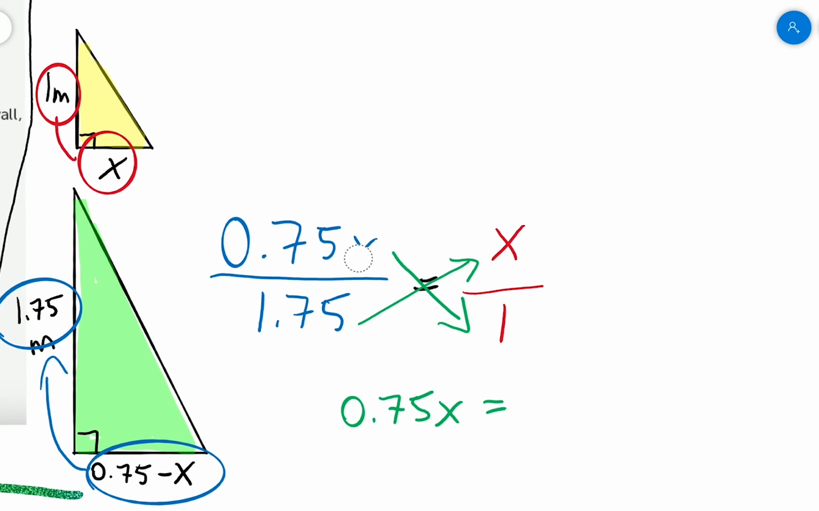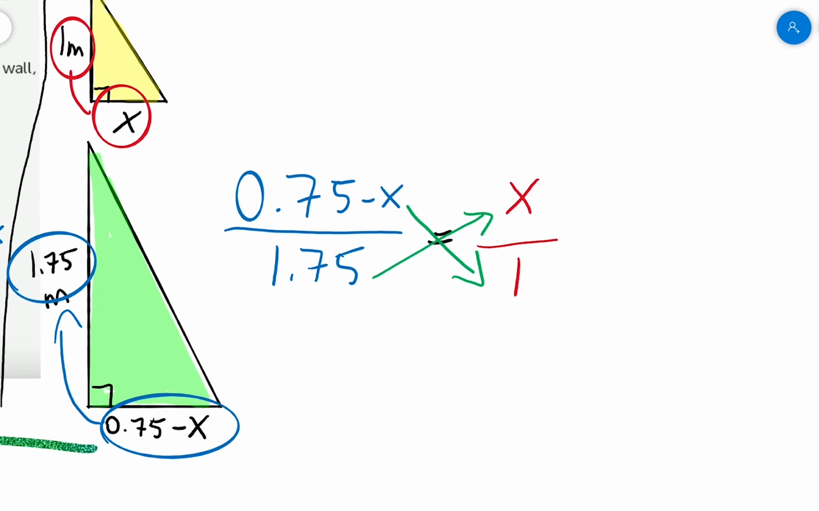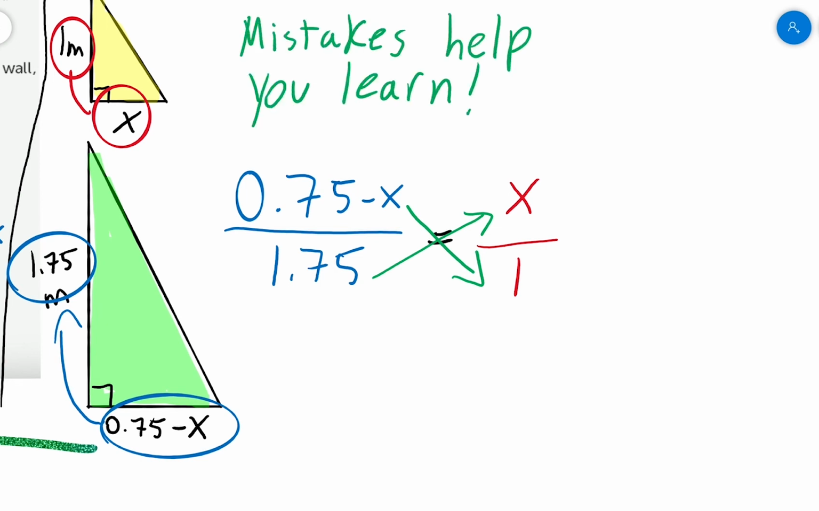So this isn't 0.75x. This is 0.75 minus x. I recognized that I was working my way towards getting an answer that didn't make sense because I've done this a lot of times. But if I had continued through that, I would have gotten x equals 0, and x equals 0 couldn't possibly have been the correct answer. So anyway, that was my mistake. So please don't feel bad when you make mistakes. I know I say it over and over again, but mistakes help you learn. Okay, so take 2 from the top.